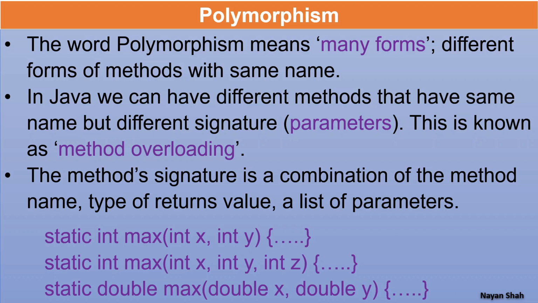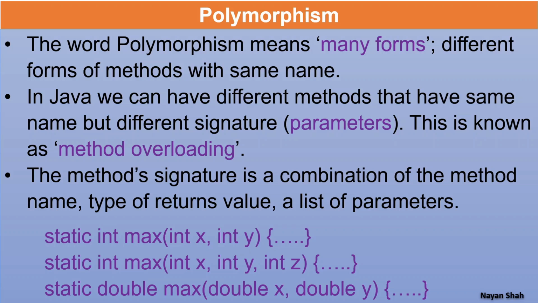Polymorphism, we already discussed the concept of polymorphism in chapter 6. Here we'll see how it is implemented in a Java program. As you know, the word polymorphism means many forms, different forms of methods with the same name. We create more than one method with the same name, and that situation is called polymorphism or method overloading.